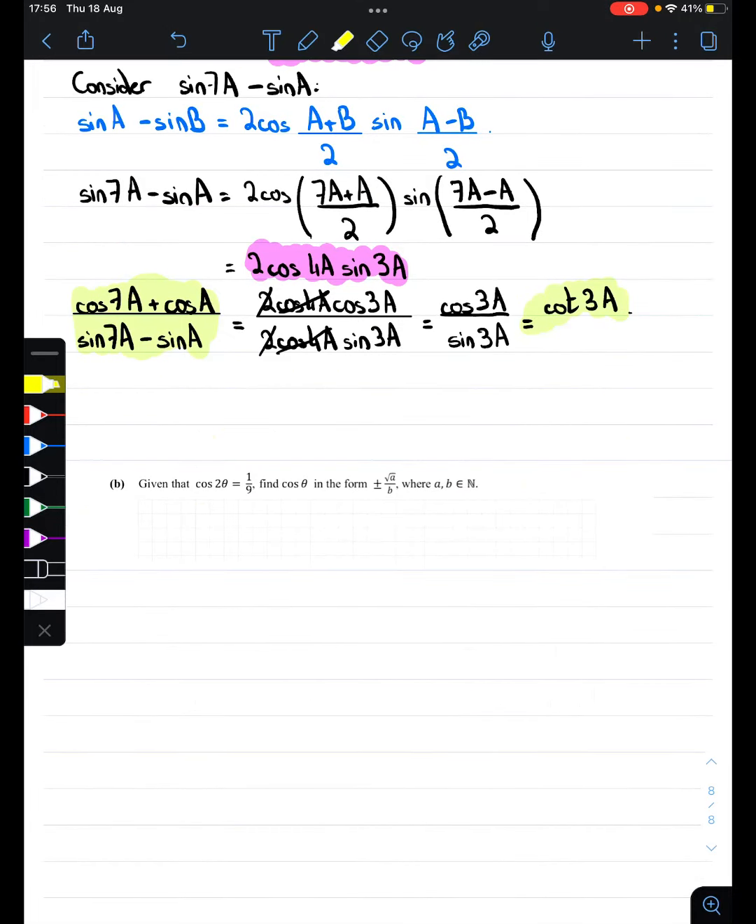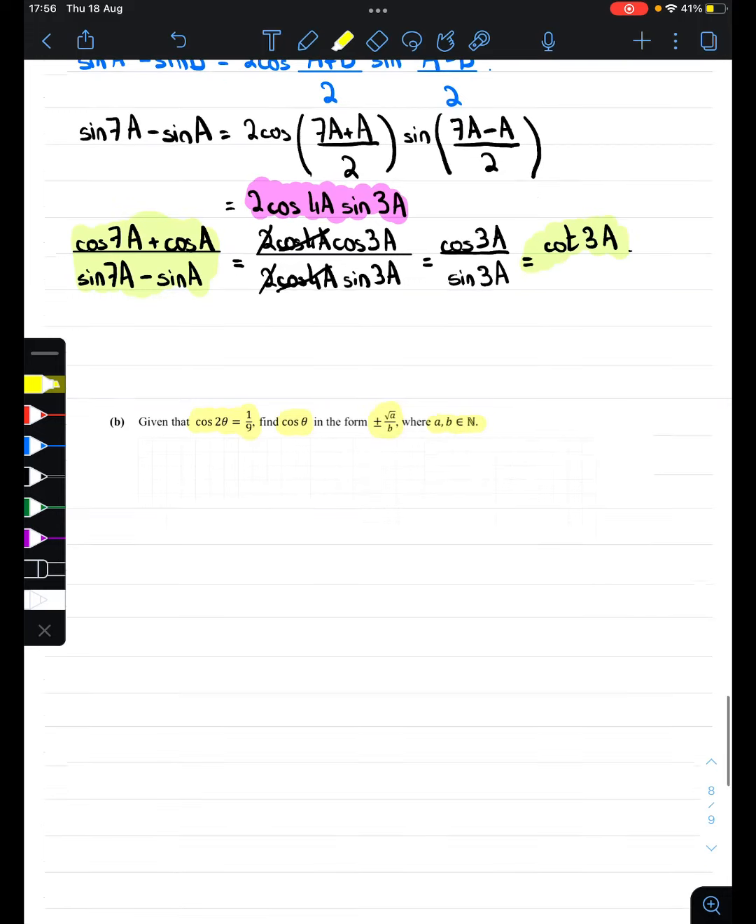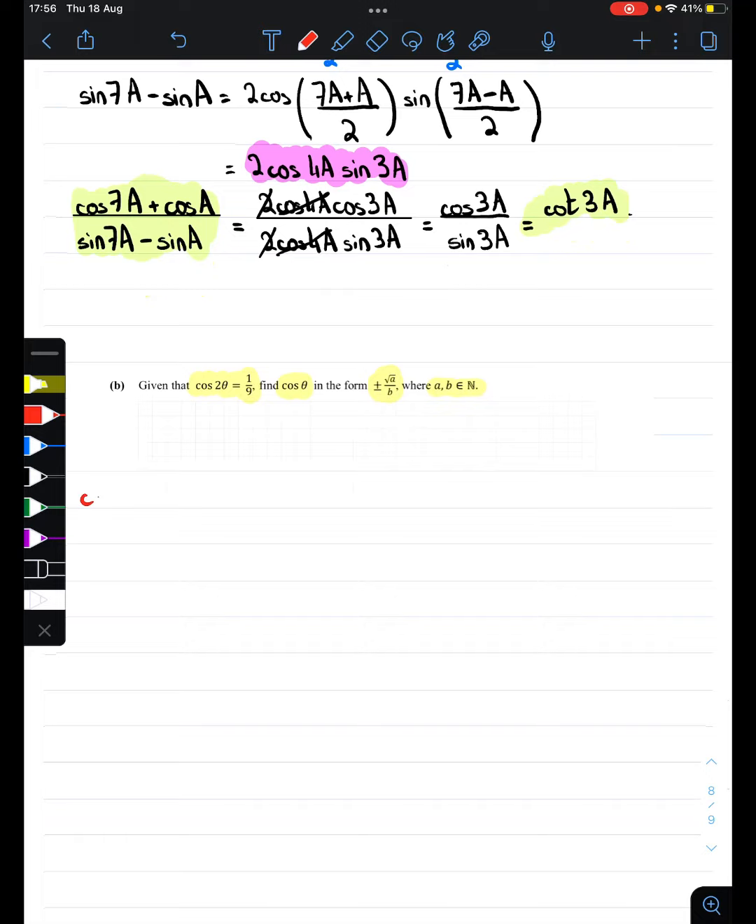Now on to part B. Given that cosine of 2 theta is 1 over 9, find cosine of theta in the form plus minus square root a over b, where a and b are natural numbers. Okay, so they've given us that cosine of 2 theta is equal to 1/9, and we want to find cosine of theta.